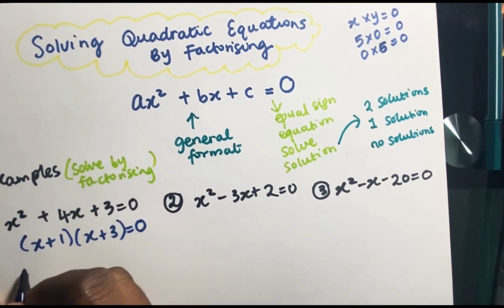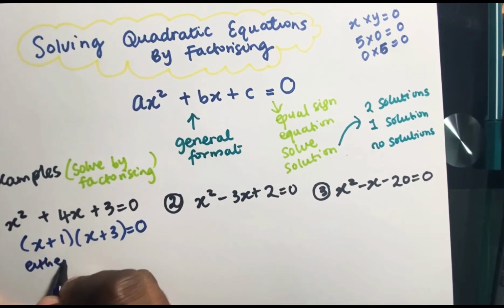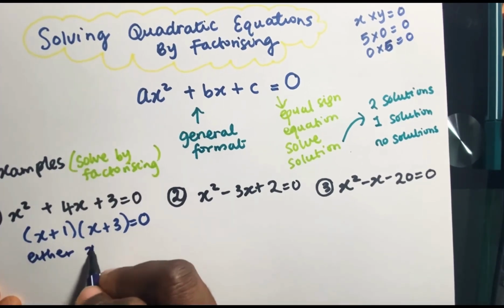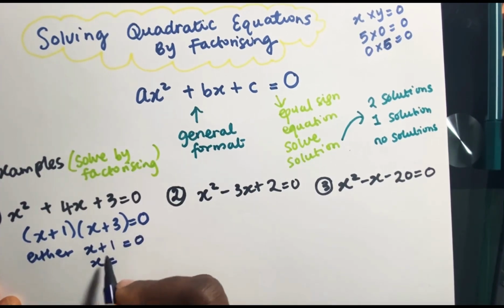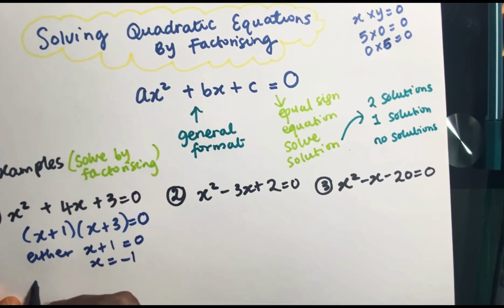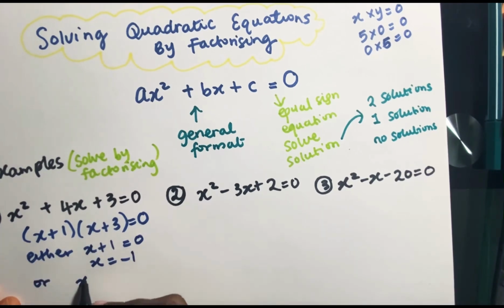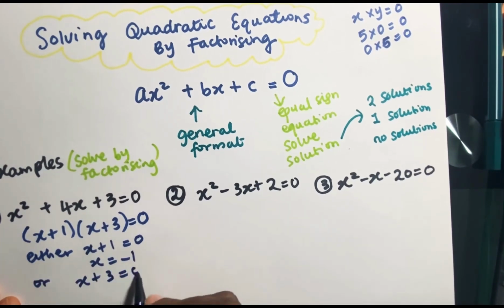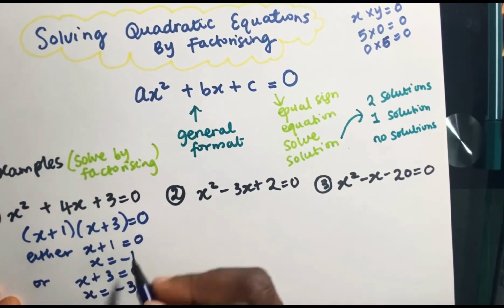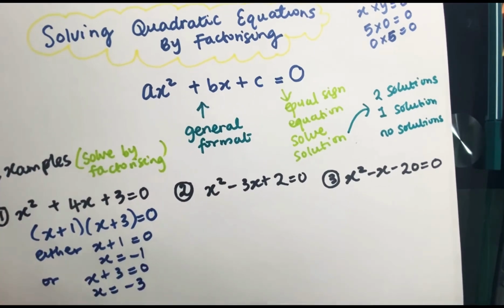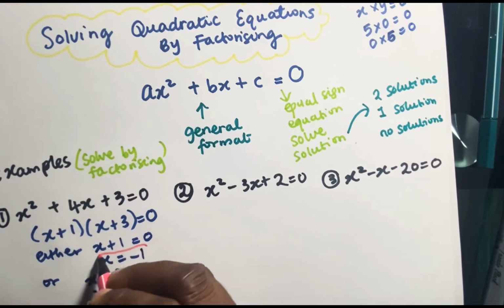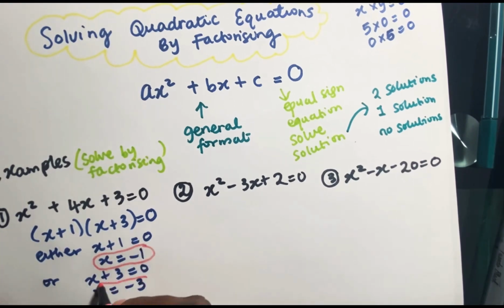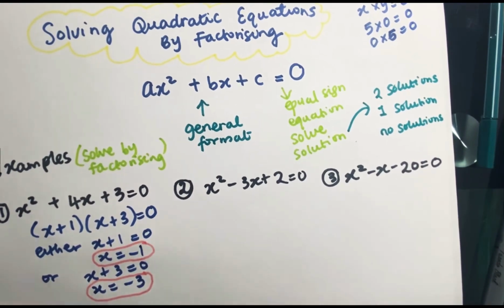Let's start with this one. We're going to say either x plus 1 is equal to 0, which means x would be equal to -1, or x plus 3 is equal to 0, which means x is equal to -3. So here we have two solutions: x is equal to -1, and x is equal to -3.